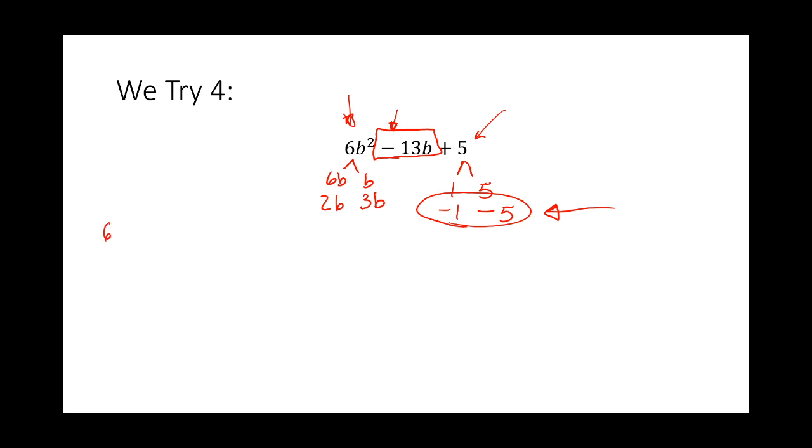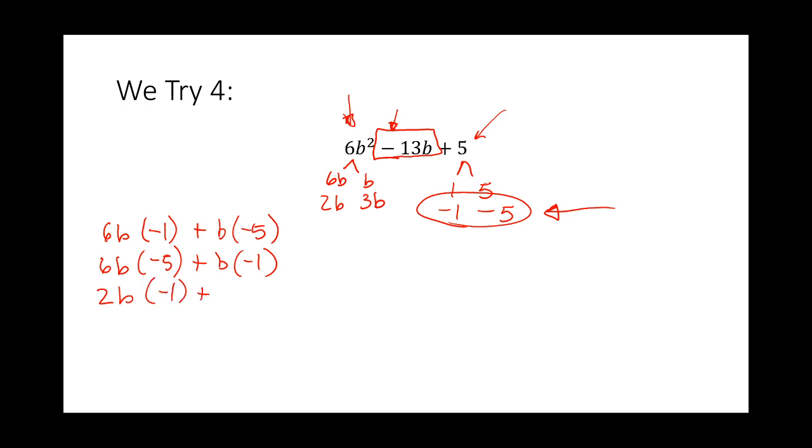So now we can do 6b times negative 1 plus b times negative 5 as an option. We can do 6b times negative 5 plus b times negative 1 as an option. We can do 2b times negative 1 plus 3b times negative 5. And our last option is to do 2b times negative 5 plus 3b times negative 1. Now we just have to look until we get that negative 13b. We'll be good to go.